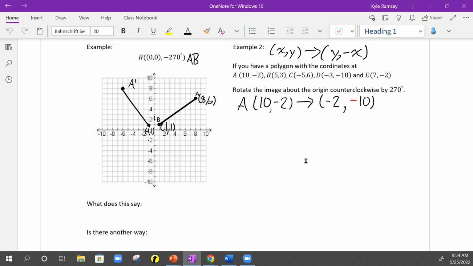So this is our A prime. B is at 5, 3. We swap the two, 3, 5. And for our B prime, we need to take the opposite of the second one.